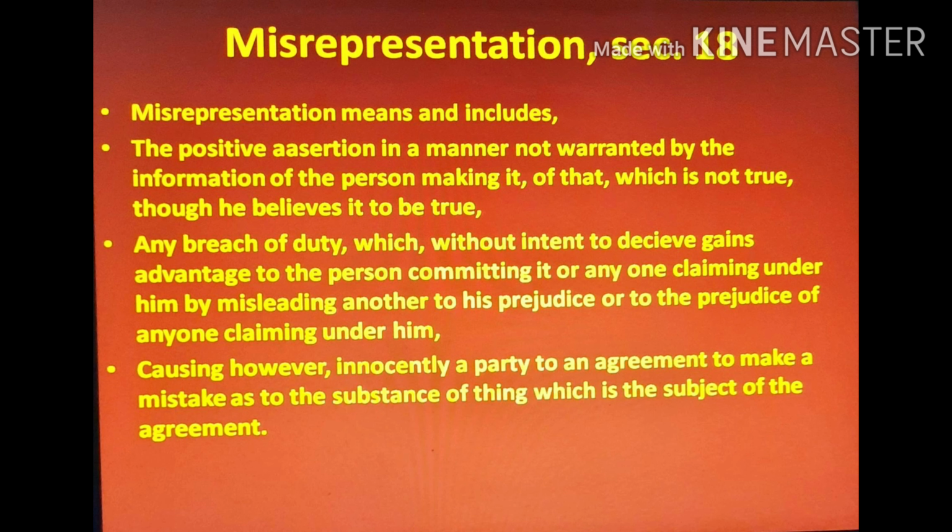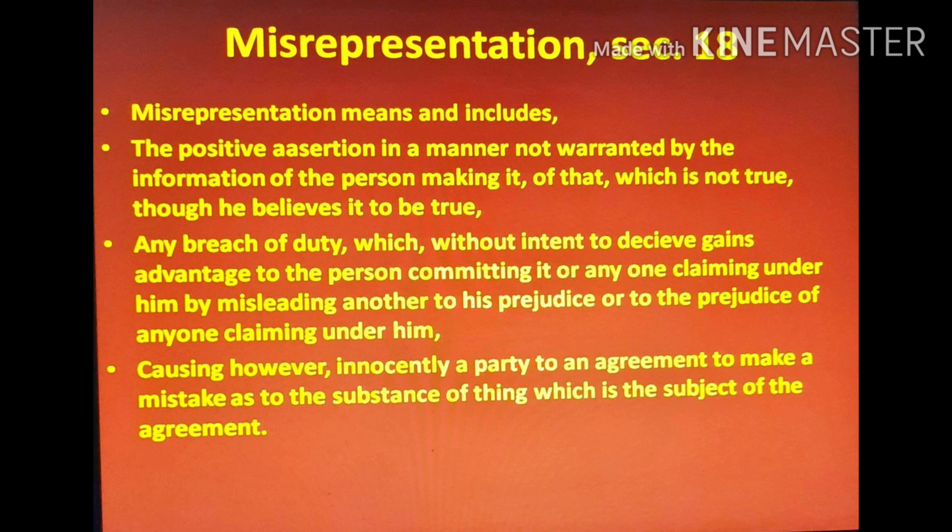Misrepresentation is defined in Section 18, which means and includes the positive assertion, in a manner not warranted by the information of the person making it, of that which is not true, though he believes it to be true. That means you are positively believing one false assumption as a truth, and the same you are proposing or corroborating with the other party in the contract. Assertion means you are believing positively and telling the same to the other party in the contract, though it is false. Right? It's a misrepresentation.